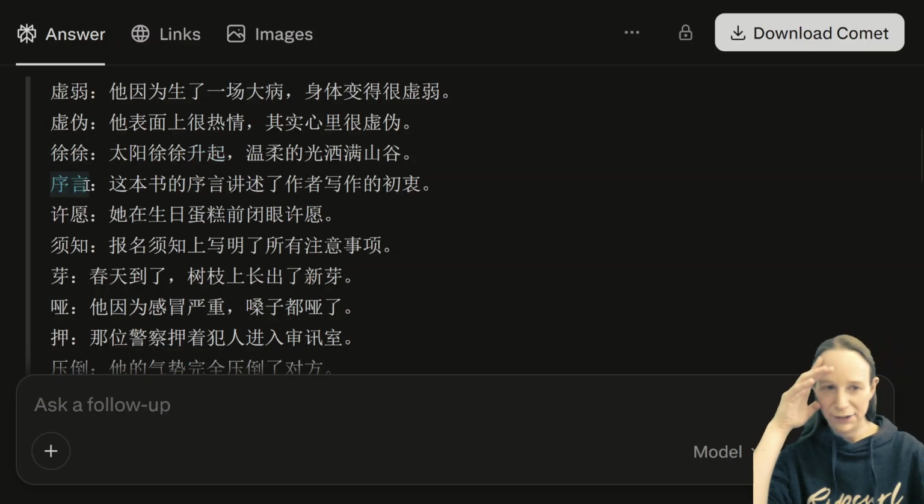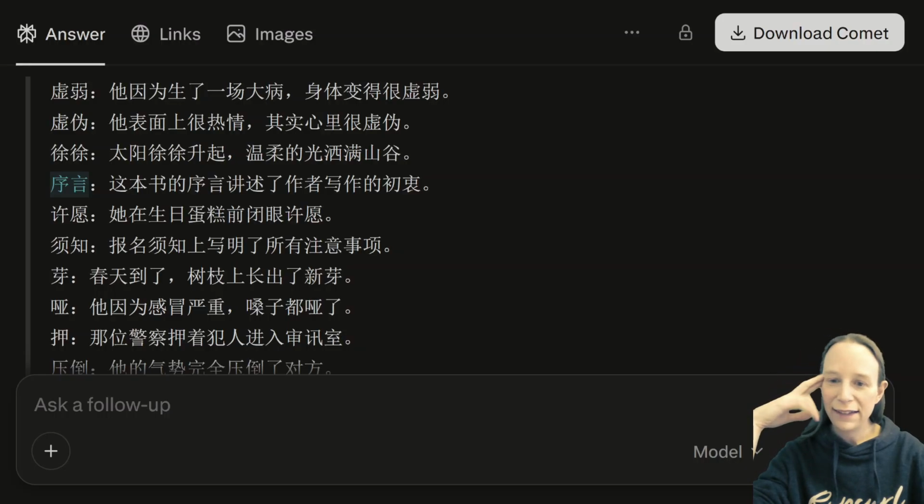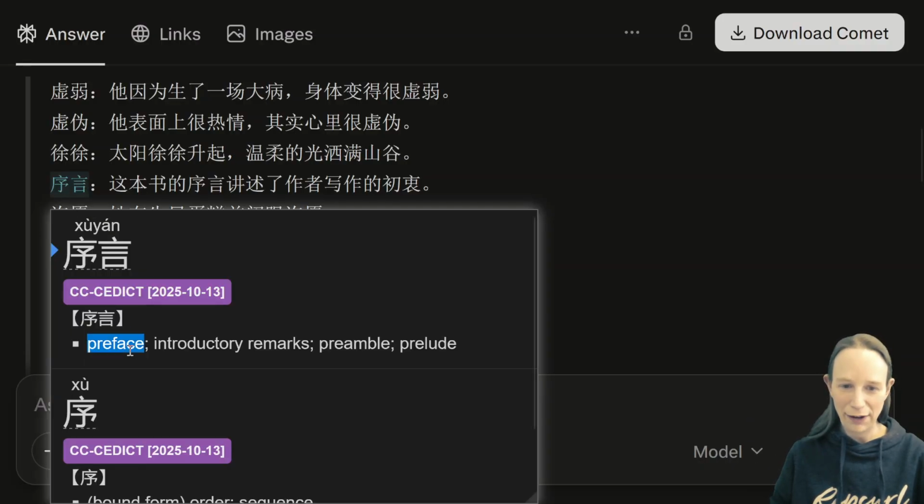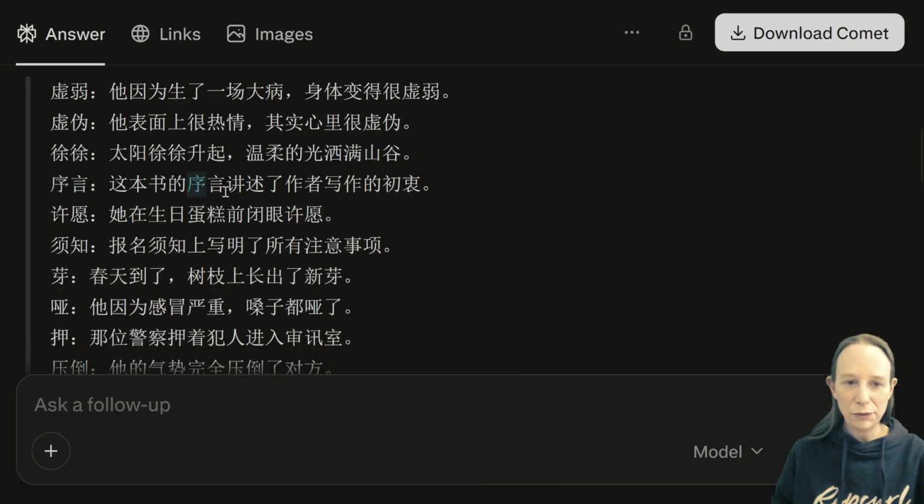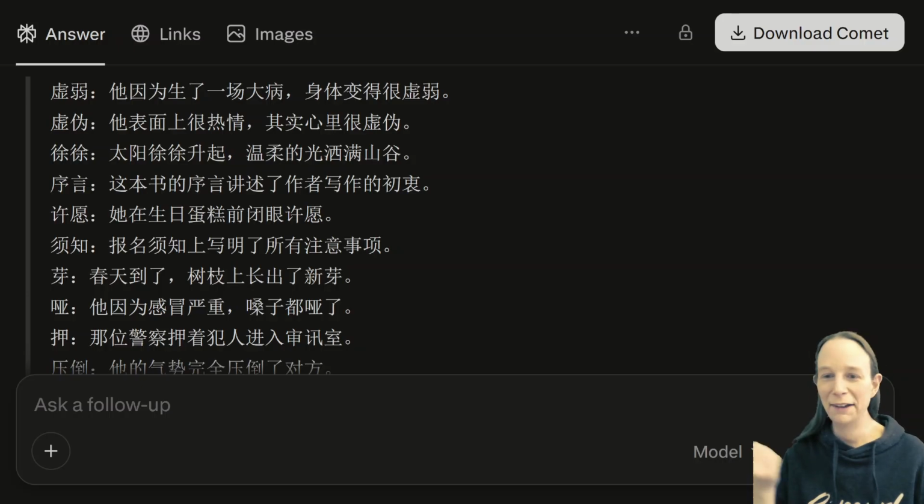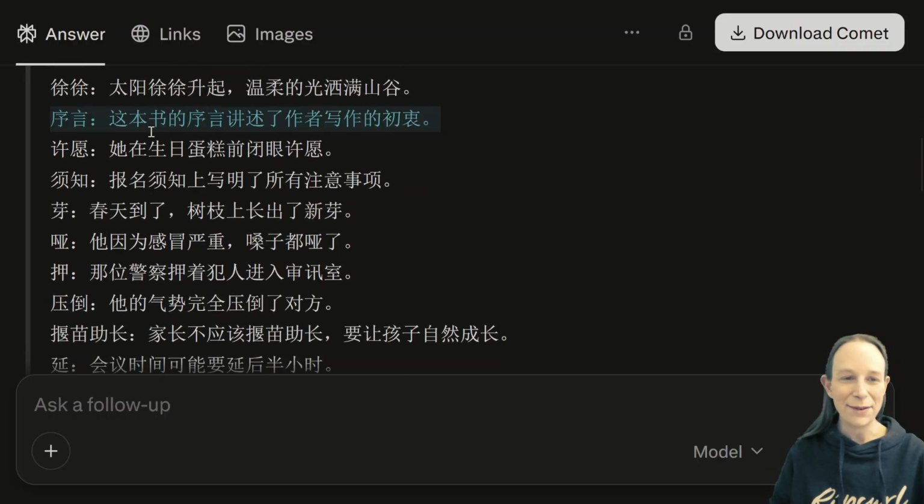Xuyan. Xuyan, I think this is another word for tianyan, right? If you have a book or something, you have a foreword in it or a preface or something like this. Preface, yeah. 这本书的序言，讲述了作者写作的初衷。Yeah, that's what happens. Often in the 序言, you have like the author's life story or something, and it's like, no, I just want to read Harry Potter. Something like this. Don't care. Everyone always skips that.